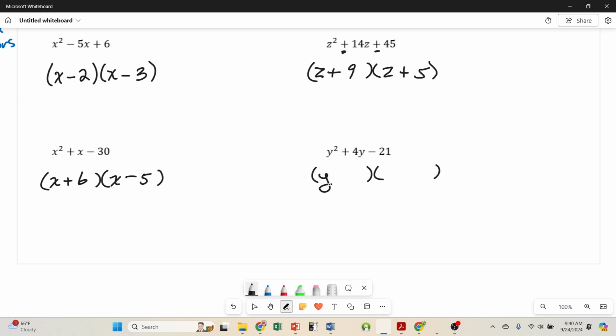Again, we're going to look here, y and y. What are the factors of negative 21 that add up to 4? So this is plus and this is minus. Well, the factors of 21 that are 4 apart, well, it's 1 and 21 and 3 and 7. So 7 is going to go with the positive because it's the bigger one. I always do it that way. And this is minus 3.